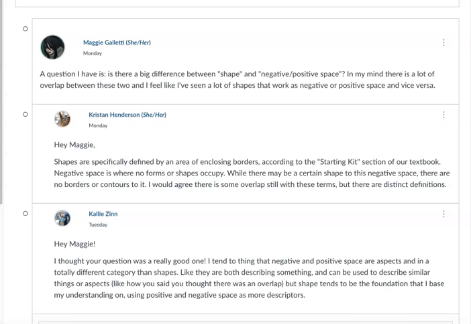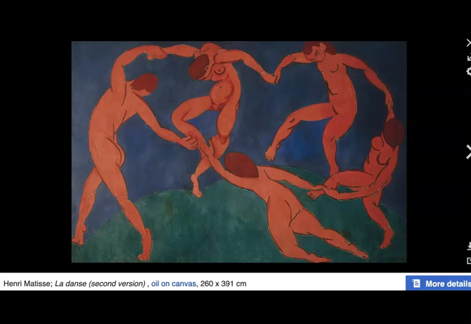So, key terms. One of the helpful questions that came up from Maggie: what's the difference between shape and negative positive space? Let's start with this pairing of negative positive space, because that can be tricky. Let's talk about it by using an example.